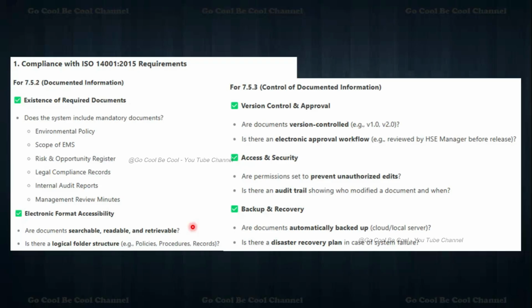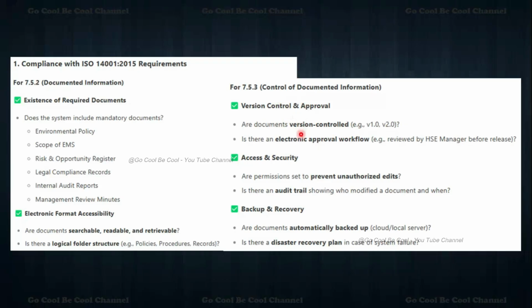So is there a logical folder structure? So, policies and procedure records. And once you put the click mark, suddenly it will appear. It will make very clear what you are talking about. So 1.5.3 is about how you are controlling the documented information: version control and then approval. So 1.5.2 and 1.5.3 are entirely different. This is documented information; this is controlling methods of how the document is supposed to be.